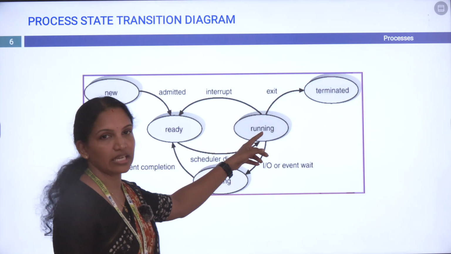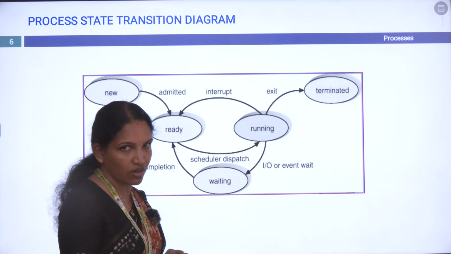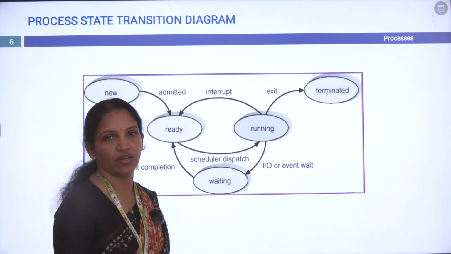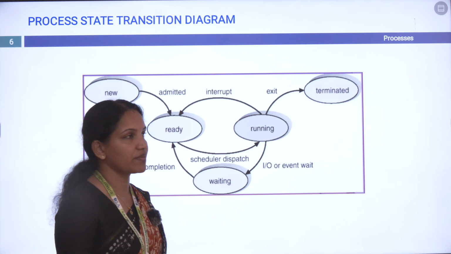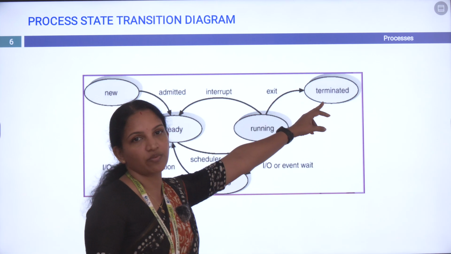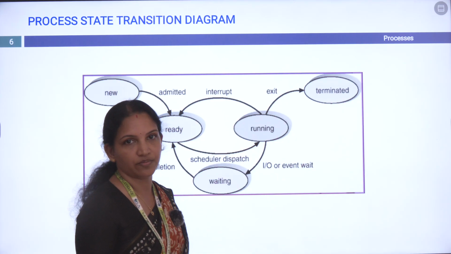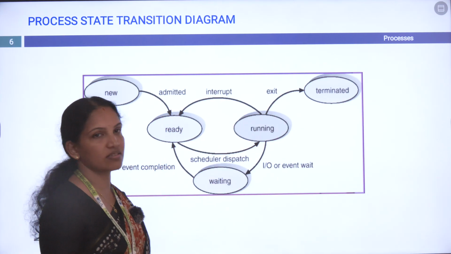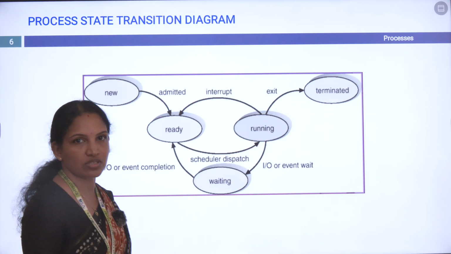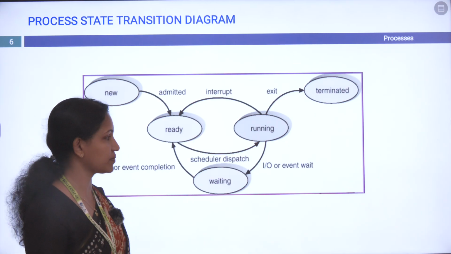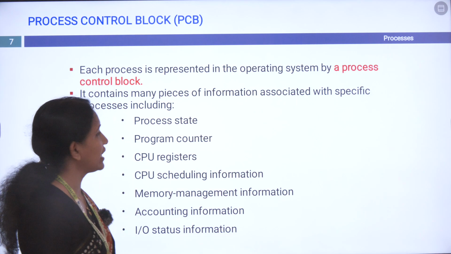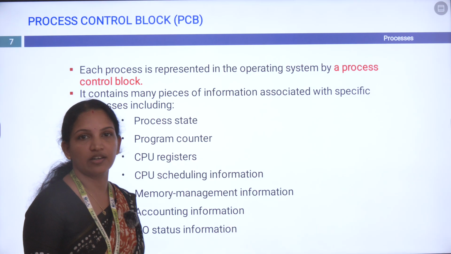The third case is that it finished the execution. It has executed all the instructions. That is, it is about to terminate. Then the process will go to the terminated state. So these are the different states of a process while it executes. Next, we'll see what is process control block.